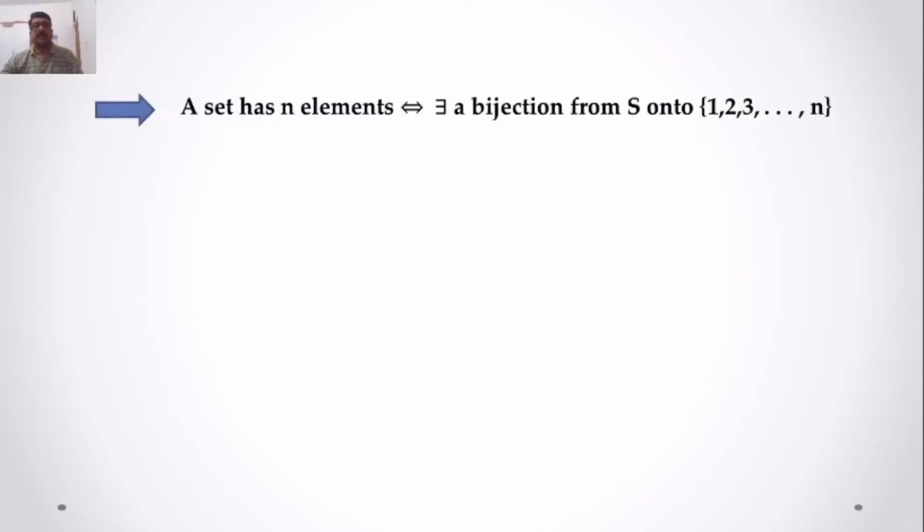Now some properties. A set S has n elements if and only if there exists a bijection from S onto the set {1, 2, ..., n}. If you take any set S, we say S has n elements if there exists a bijection from {1, 2, ..., n} to S. Similarly, suppose we have a set S which is in bijection with {1, 2, ..., n}, then we can say S has n elements.